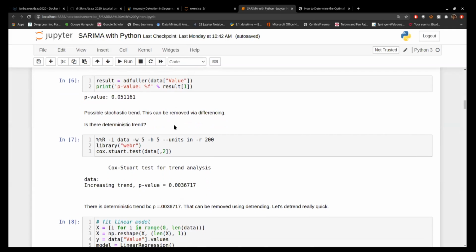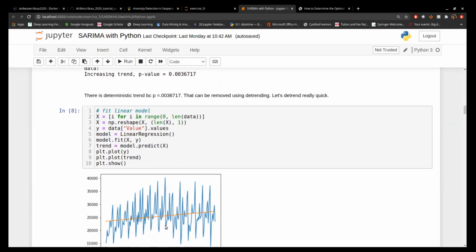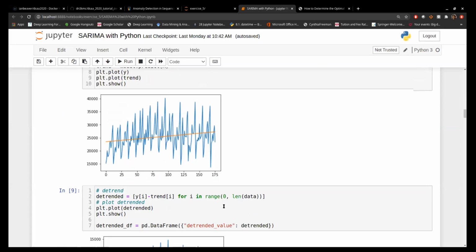That means we need to run the Cox-Stewart test, which I run in R and get a p-value of less than 0.05. So there is deterministic trend. Remember, the hypotheses order is different between the augmented Dickey-Fuller and the Cox-Stewart test. To remove deterministic trend, we need to detrend. So first, once again, we find a line of best fit, and we subtract this line of best fit from the time series.